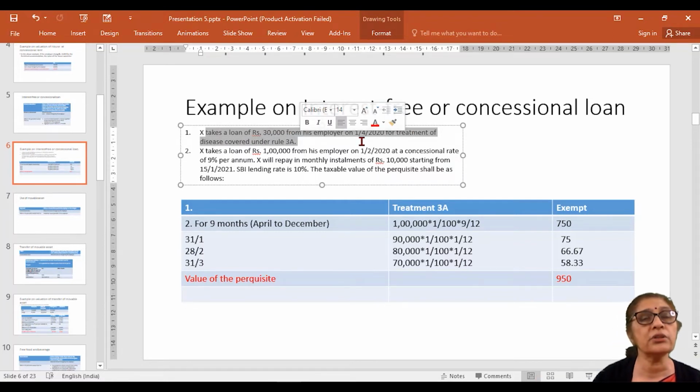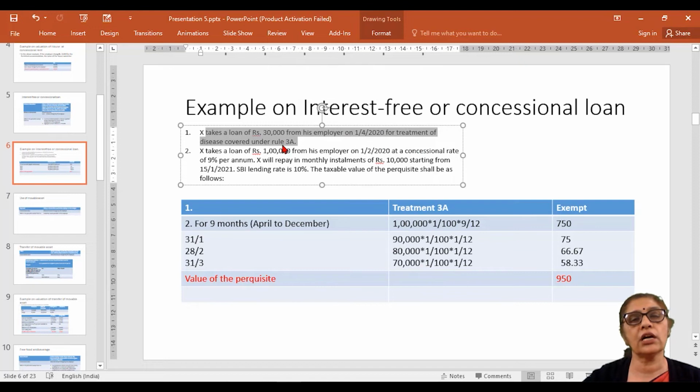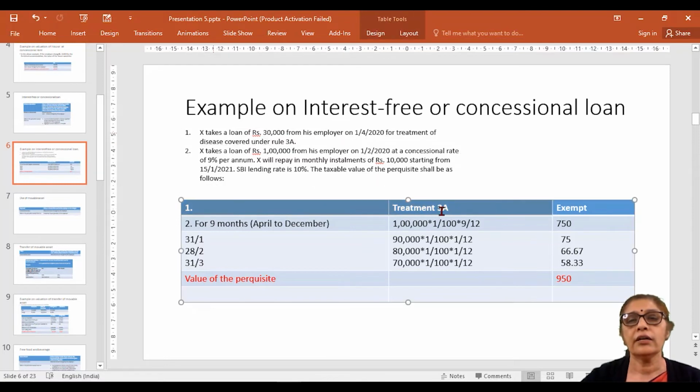That's just simple cases. If you have it in the middle of the year, we reduce the value by the comparative number of months. And the loan is taken for treatment of disease covered under Rule 3A. So if you have taken a loan for treatment of disease under Rule 3A, it is exempt from tax, no tax, whatever amount of loan.